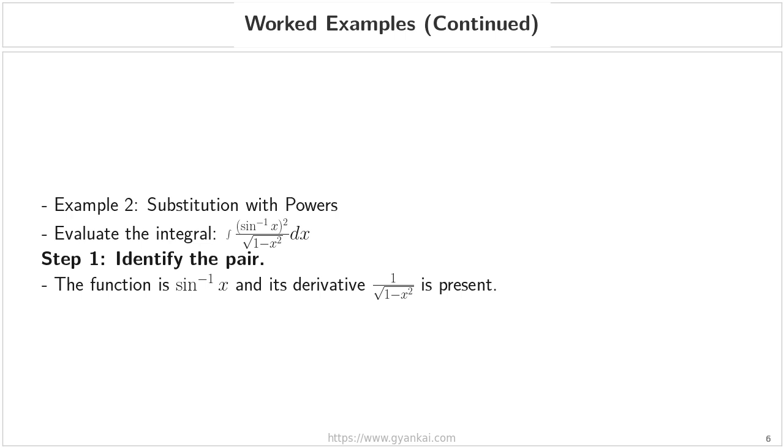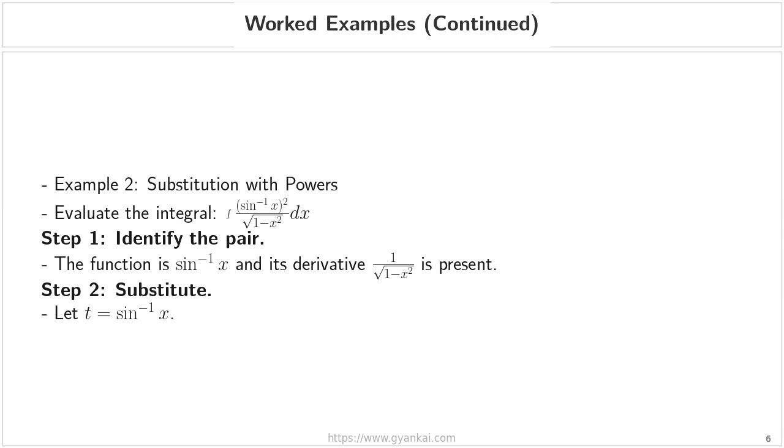Step 1, identify the pair. As we discussed earlier, the key is spotting that special relationship. In this case, we have sin inverse x, and if you recall from our earlier slides, the derivative of sin inverse x is 1 divided by square root of 1 minus x squared. Notice how that derivative appears directly in our integral. That's a great sign. Step 2, substitute.